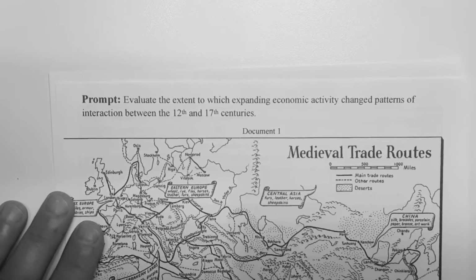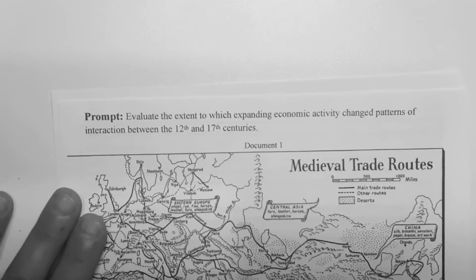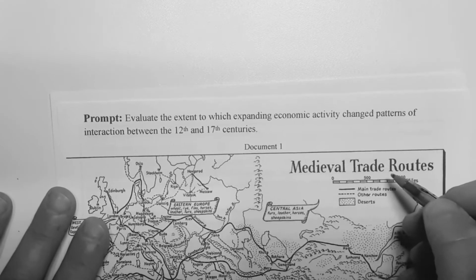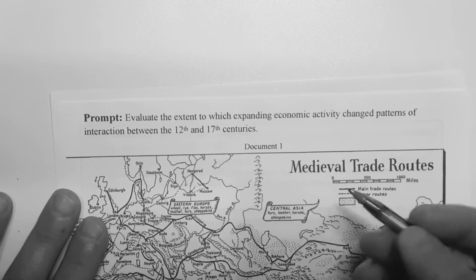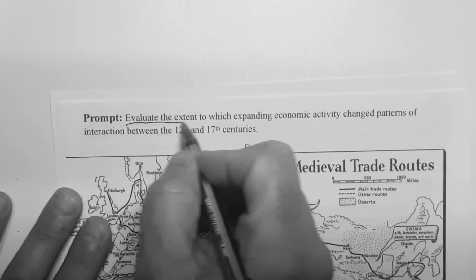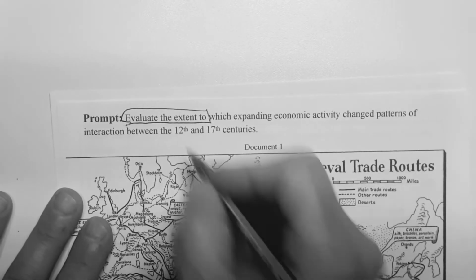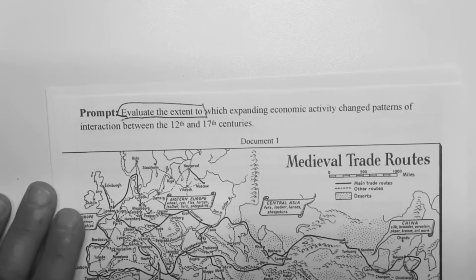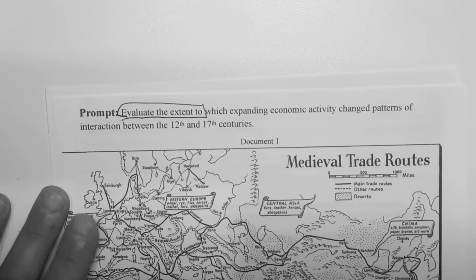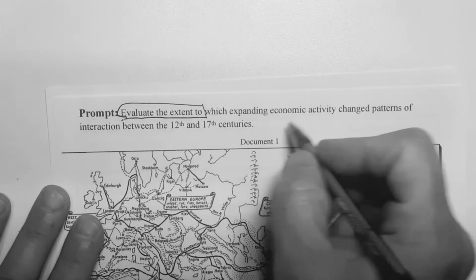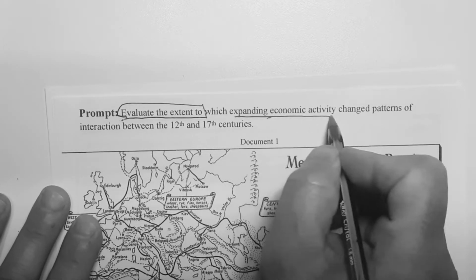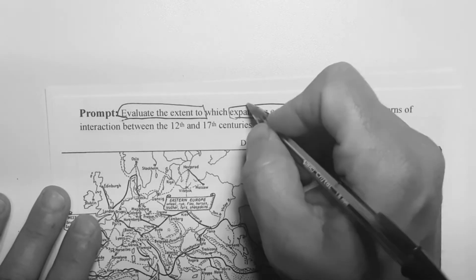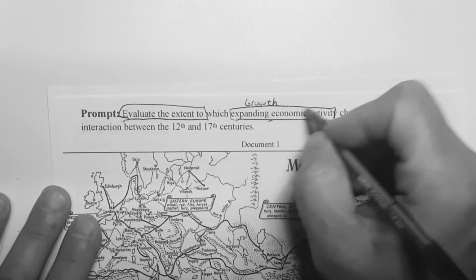So you get the DBQ. The first thing you gotta do is attack the prompt. Evaluate the extent to which expanding economic activity changed patterns of interaction between the 12th and 17th centuries. So every DBQ prompt is going to start with this phrase. We've seen it all year. So you have to decide how strong the relationship is, or how strong the historical thinking skill is when you get to the sources. So here is your first thing: expanding economic activity, which is what all of Unit 2 is about. So this is the growth of trade routes during this unit.